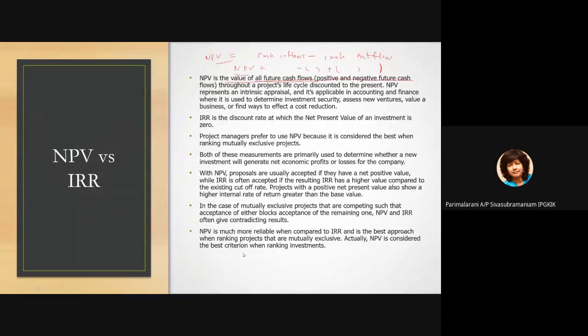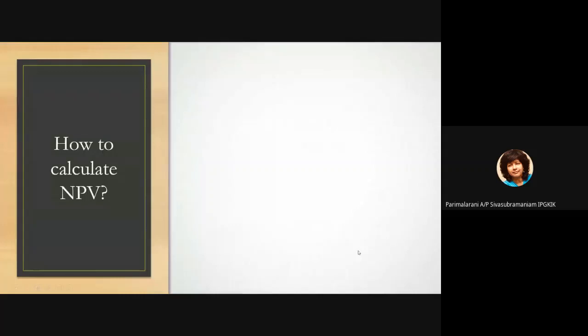Okay. NPV is much more reliable when compared to IRR and is the best approach when ranking projects that are mutually exclusive. Actually, NPV is considered the best criterion when ranking investments. So if you have a choice between NPV or IRR, then NPV is the better method. It is the more widely used method because calculating IRR is a little bit difficult, okay?